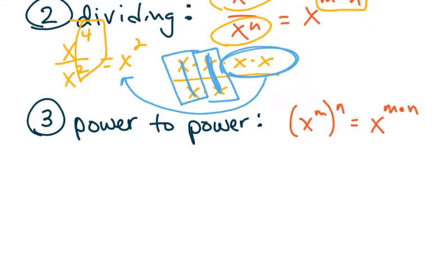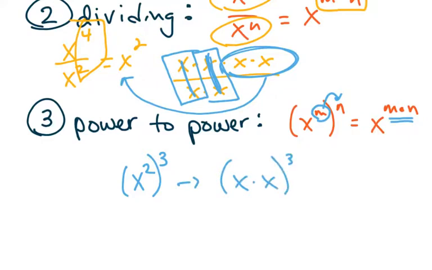The last one is a power to a power. So you already have an exponent and we're raising it to another power. The trick is to multiply. If you want to see what that actually means, let's say you have x squared to the 3rd power. Well, I could rewrite this as x times x to the 3rd power. This 3 means there are 3 sets of parentheses.